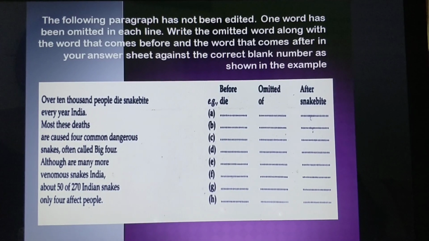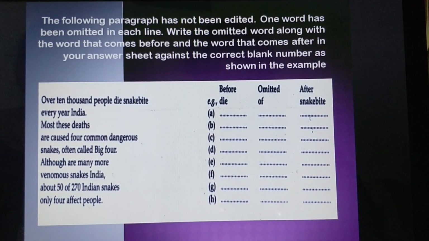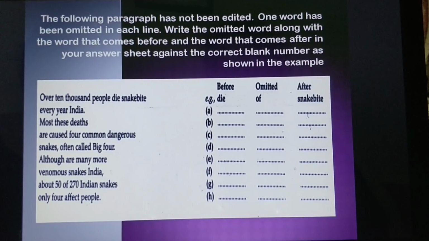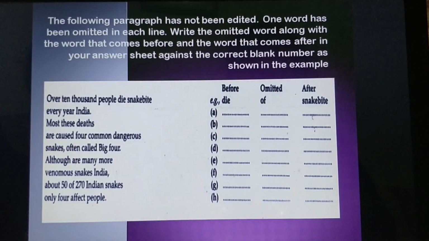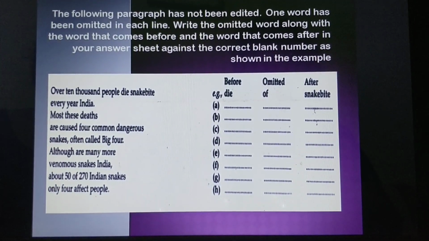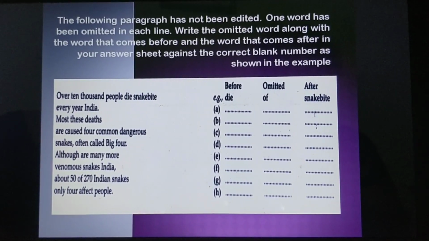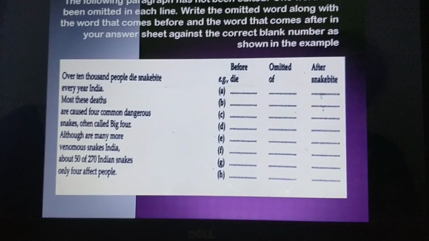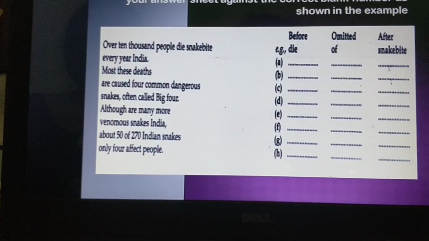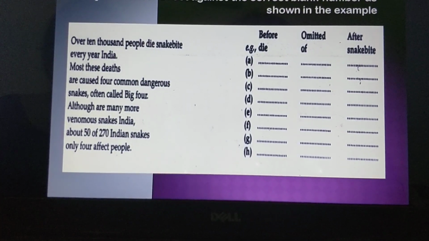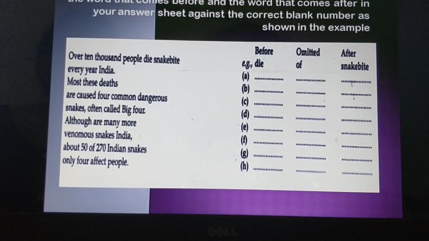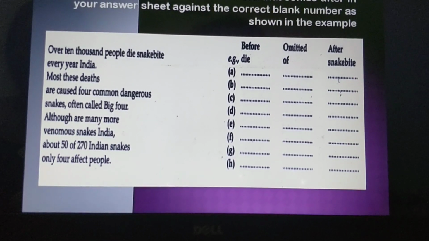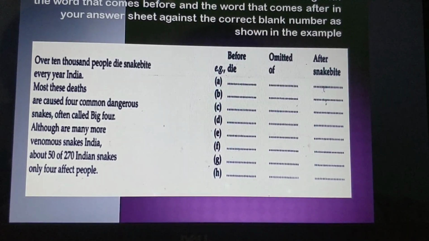Over 10,000 people die of snake bite. So as you can see in the example, we will write die, then we will write the omitted word that is of, and then one word after that, that is snake. Over 10,000 people die of snake bite every year in India. The word omitted is in, and we will write year, and then we'll write in and one word after it, that is India.